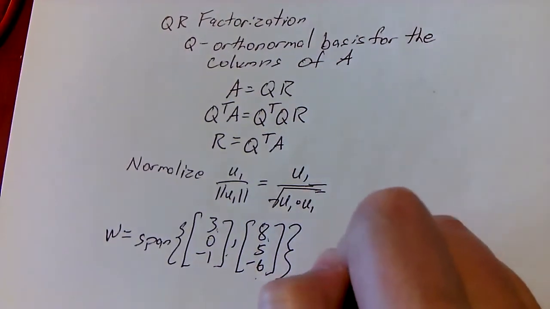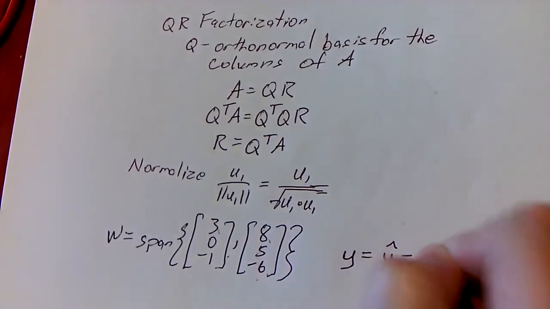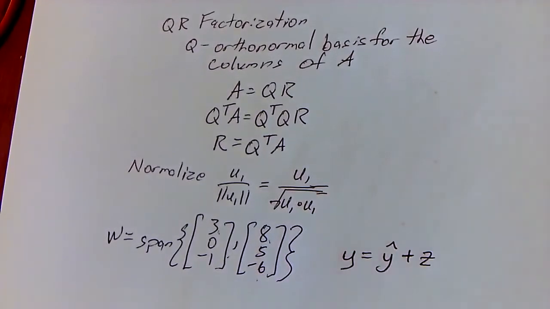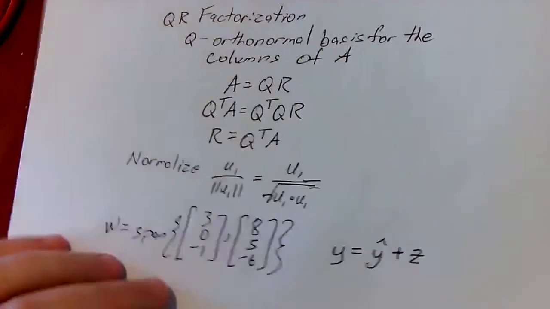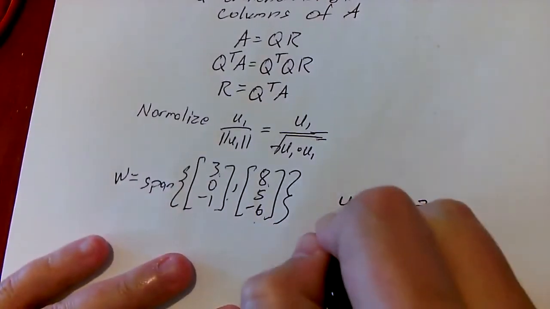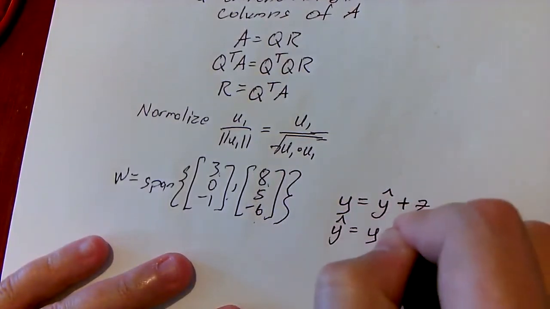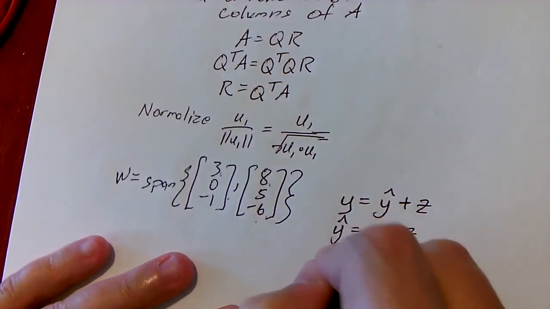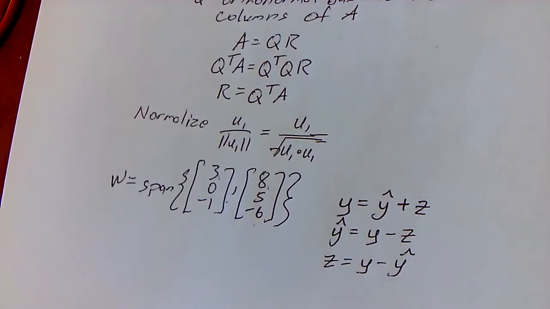But I know that I can decompose a vector into an orthogonal component. I can take a projection plus a vector that's orthogonal to that projection and add them together. I can decompose that vector. And when I do that, I know that the vector y hat would be equal to y minus z, or the vector z would be equal to y minus y hat, either one. So we're going to use this just like we used it before.